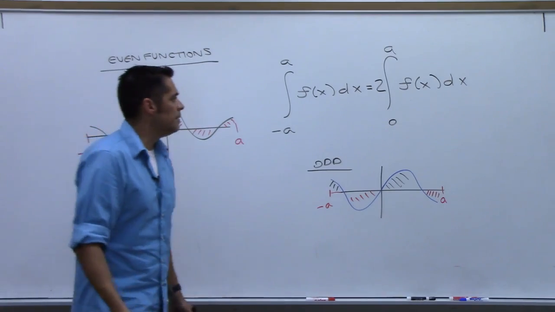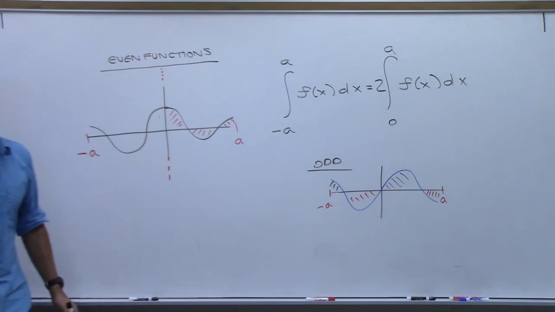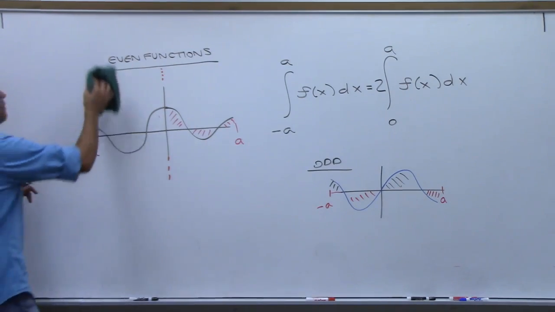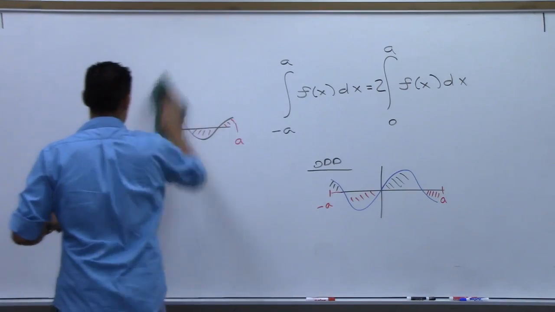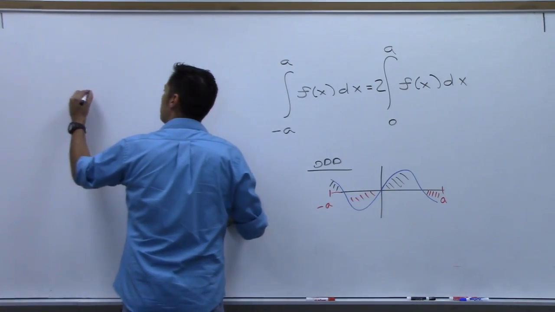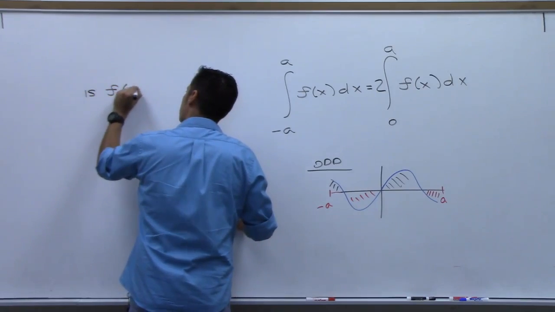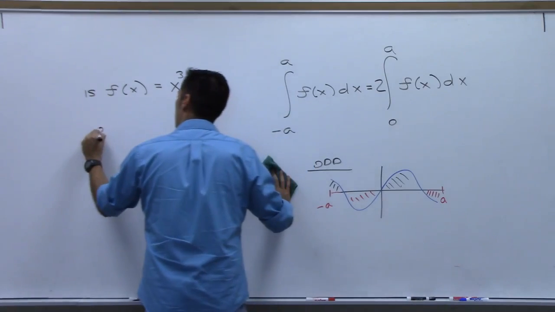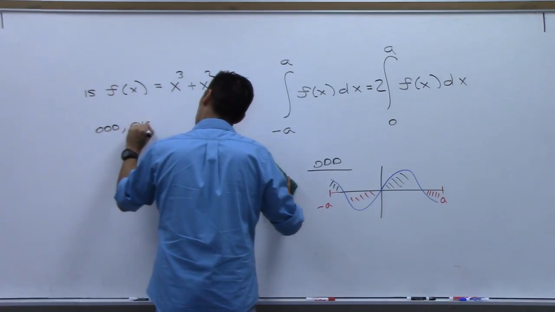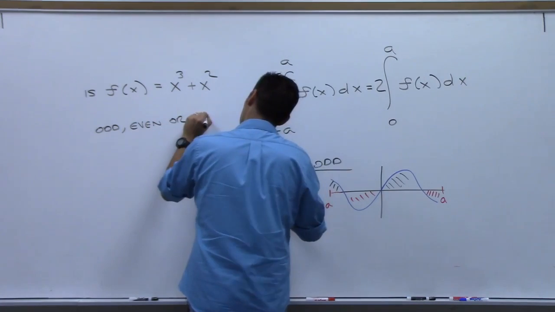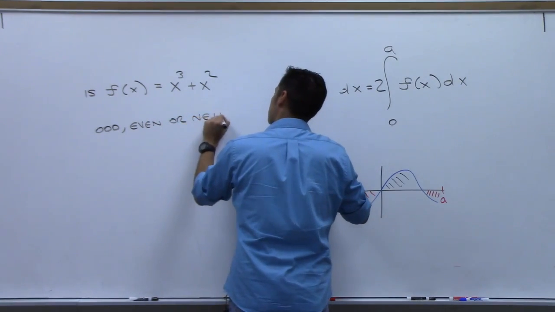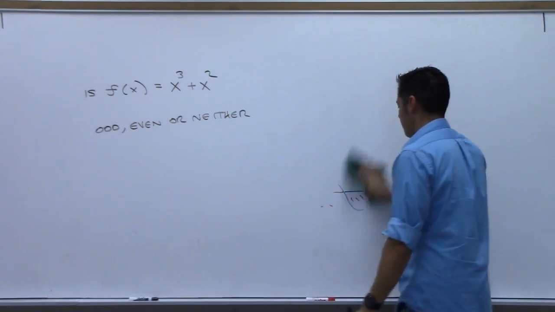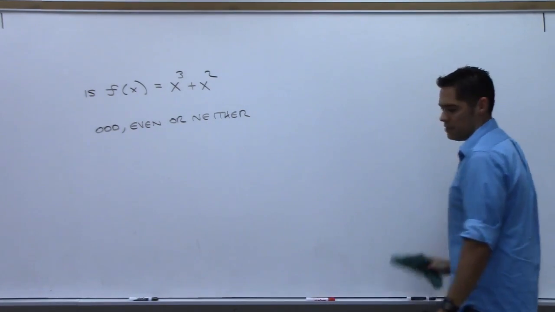Now, that's great, but how can you tell if a function is even or odd just by looking at it, not looking at the graph? You can tell by looking at the graph, but if someone just gives you a function, how do you tell if it's odd or even? Let me give you an example. Is f of x equals x squared, or x cubed plus x squared, odd, even, or neither? Neither is N-E-I-T-H-E-R, I before E except after C.